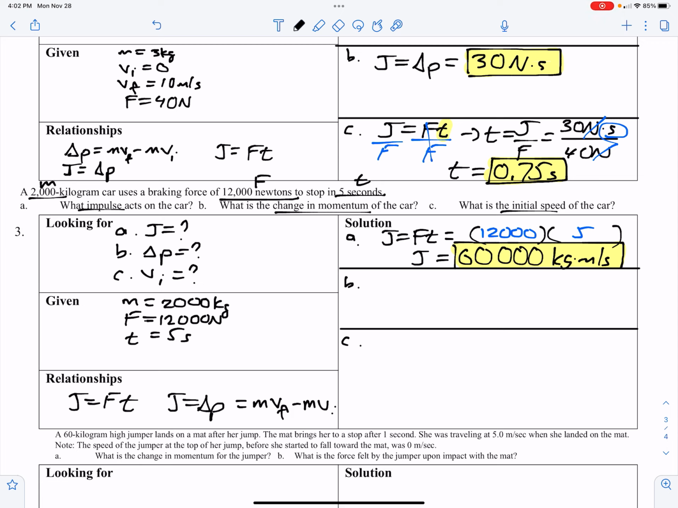Okay, now part B, the change in momentum, is the same as the impulse. So it's also going to be 60,000 kilograms meters per second.